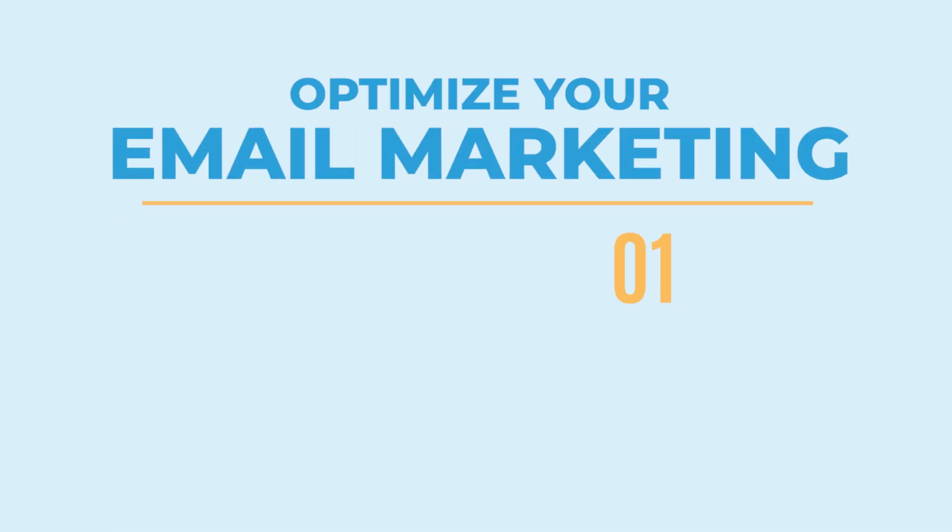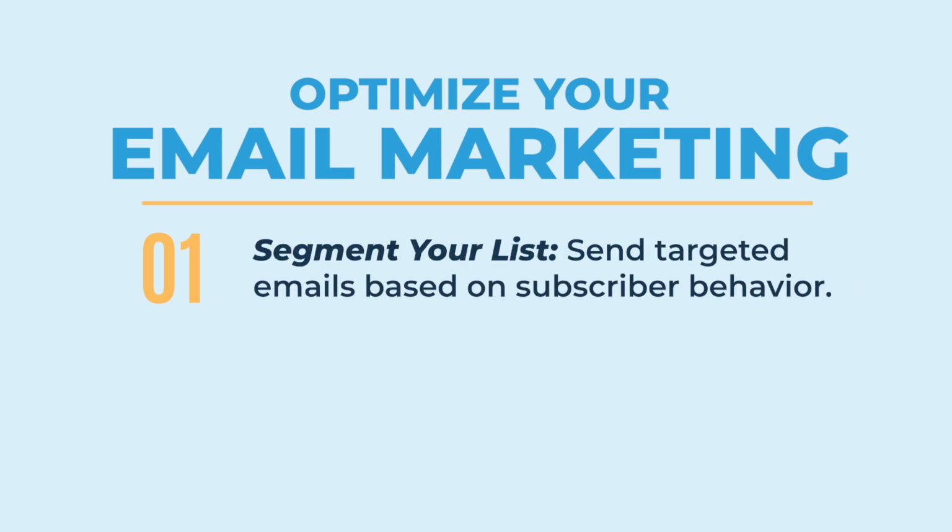So to optimize your email marketing, there's a few things that we always do first. Number one is segment your list. You really want to send targeted emails based on your subscribers' behaviors. That way, everyone's not receiving the same thing. You really are tailoring your content to speak to your ideal client.